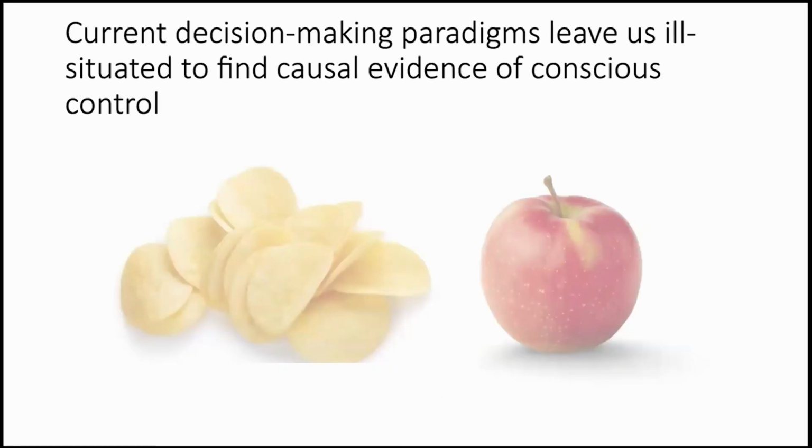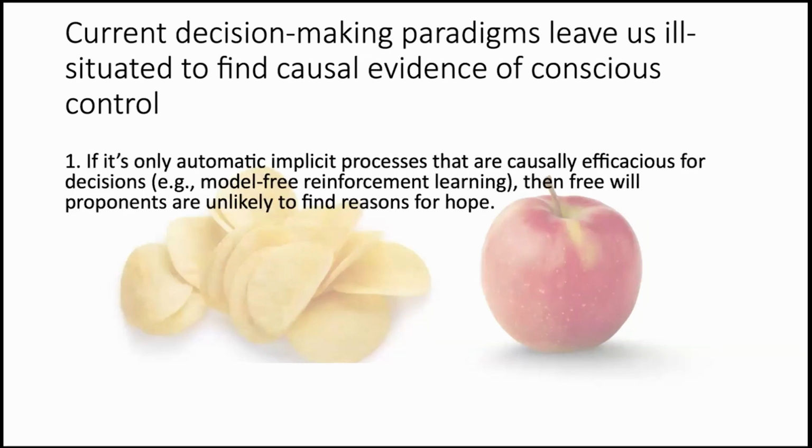So I think one problem with this kind of paradigm is that it leaves us ill-situated to find causal evidence for conscious control in our decision-making. On the one hand, if it's really just this model-free stuff or this reinforcement learning stuff, if it's these automatic implicit processes that are causally efficacious for our decisions, then we don't really have much evidence for the role of conscious control in our decisions, because that's not the kind of process we would point to when we want to think about the role of free will in decision making.